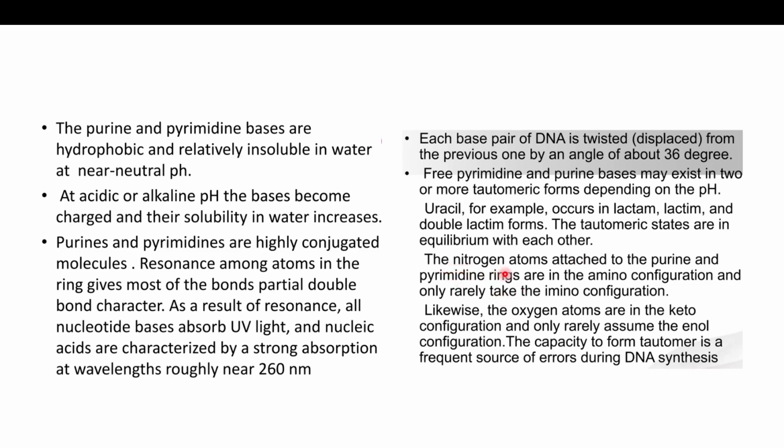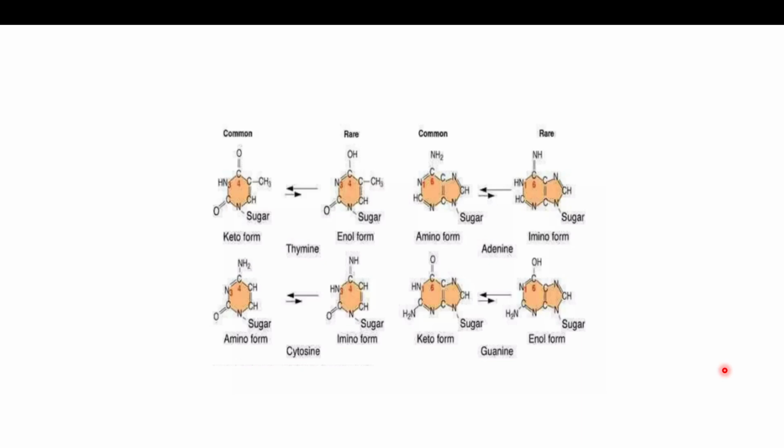So if we talk about the nitrogen atoms which are attached to the purine and pyrimidine rings, they are in the amino configuration and only rarely take the imino configuration. Likewise, the oxygen atoms are in the keto configuration and only rarely assume the enol configuration. The capacity to form tautomers is a frequent source of errors during DNA synthesis. Okay. So these are some of the tautomers. So this is the keto form. If we talk about thymine residue, this is the keto form, which is very commonly found.